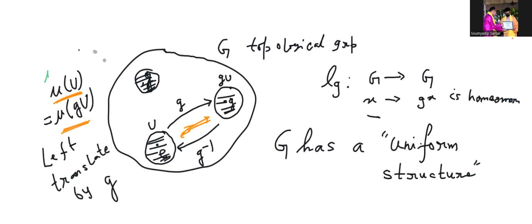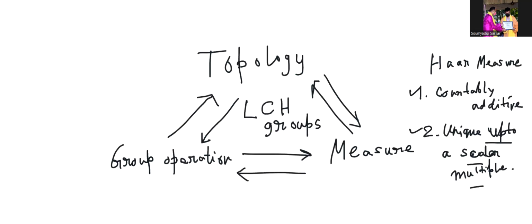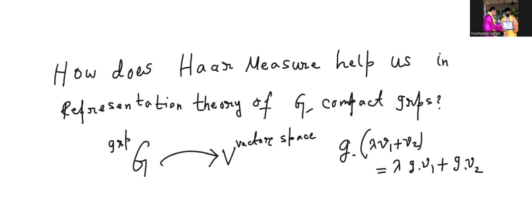In a locally compact Hausdorff group, one can cook up a measure which is invariant under the action of the group, which is known as the Haar measure. This Haar measure is countably additive, unique up to a scalar multiple, and when G is compact, then you can normalize the measure so that the whole measure becomes one, which is a probability measure. So on every compact group, I have a probability Haar measure. Using the Haar measure, you can prove the complete reducibility of any representation for compact groups.